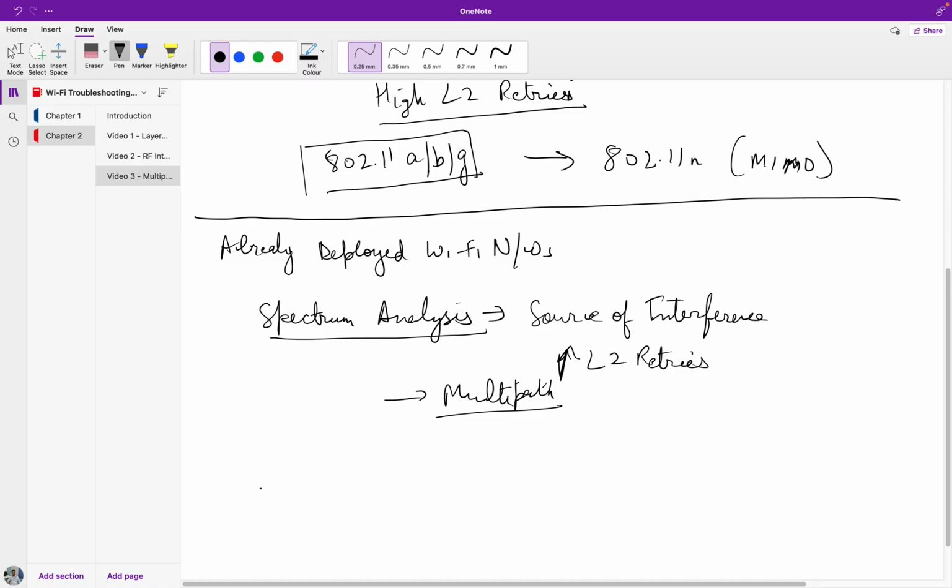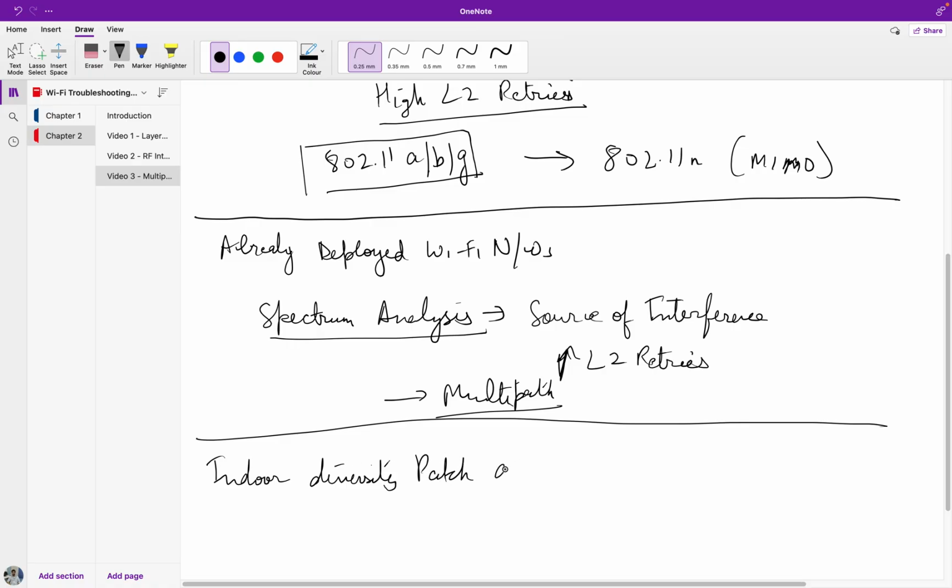So this is how you figure out if there's a multipath problem happening in the network or not. You do two things to prevent that. One is you use standard indoor diversity patch antennas, which can be used to make sure the reflection doesn't happen, and that's basically a cure for networks in which we are seeing high multipath, especially in the indoor environment, such as indoor lobbies or anywhere there's too much glass involved, glass ceilings or glass doors or glass rooms, in those kinds of areas where you can expect the reflection to be extremely high.